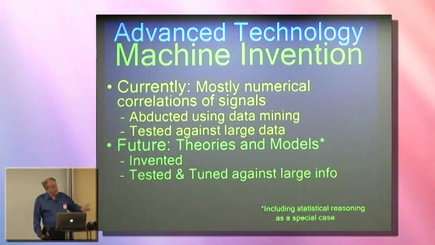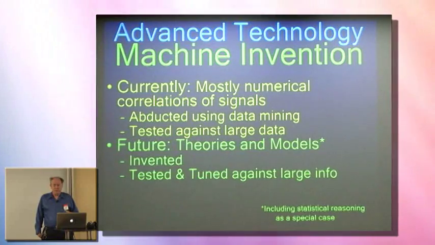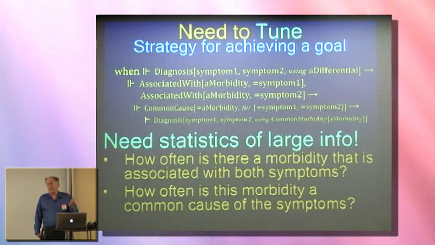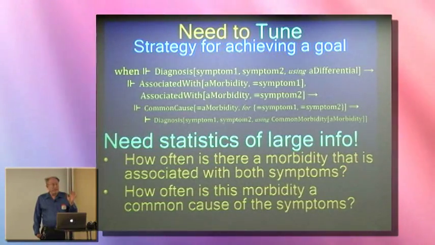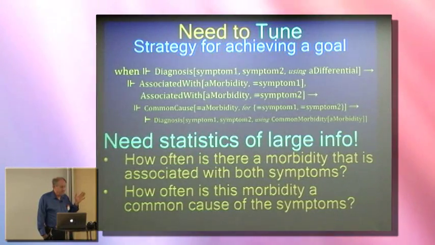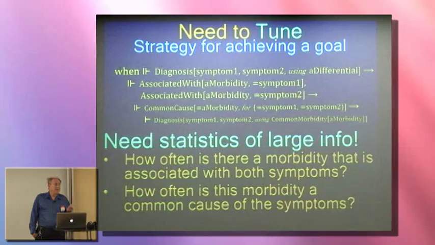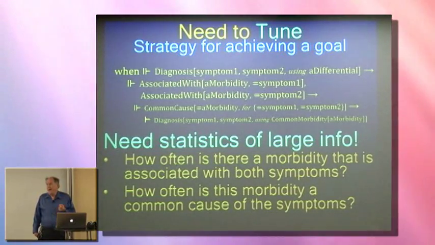And moving further on, we're looking at machine invention of these theories and models. Oh, and just to make sure that we understand this, the data is still relevant, right? Because even with our high-level plan that we had before, we need to know things like, how often is there a morbidity that is associated with both symptoms? For that, you have to go look at the data. That is information, which is derived from the data. How often is this morbidity a common cause of the symptoms? So we're going to need a new kind of engineer, the two-hatted kind that knows both about the information and the data.